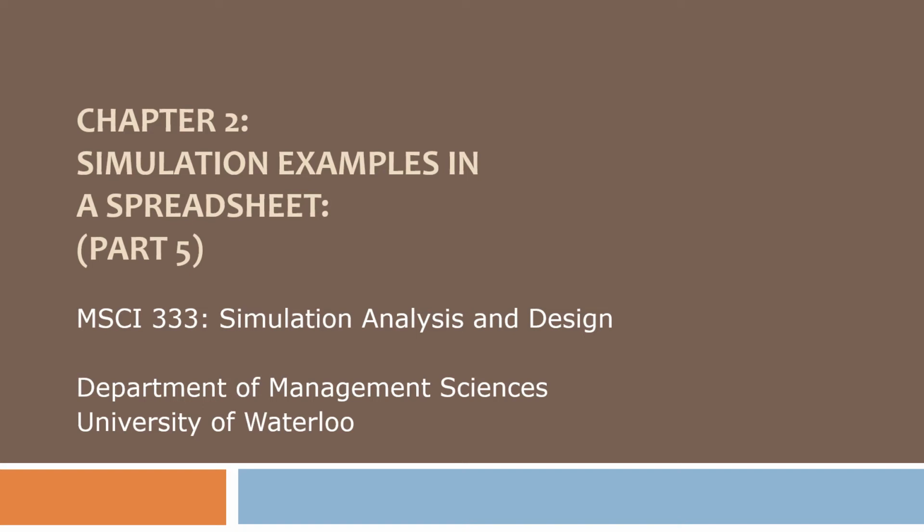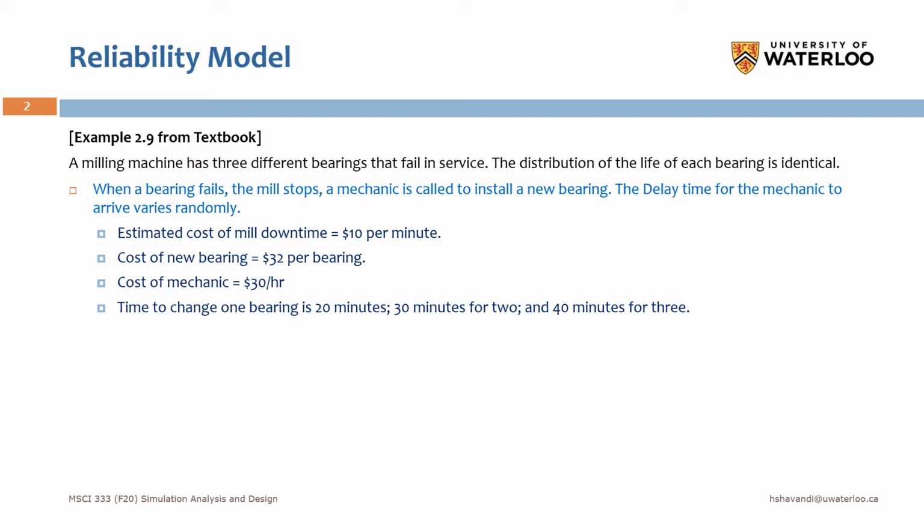Hi everyone, let's have the last part, number 5 of chapter 2. Here we are going to have a model for reliability, and it's based on an example from the textbook.